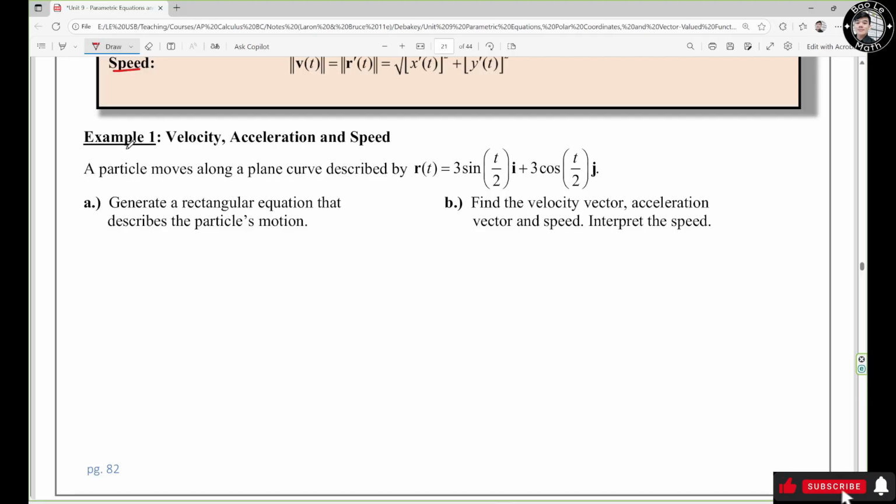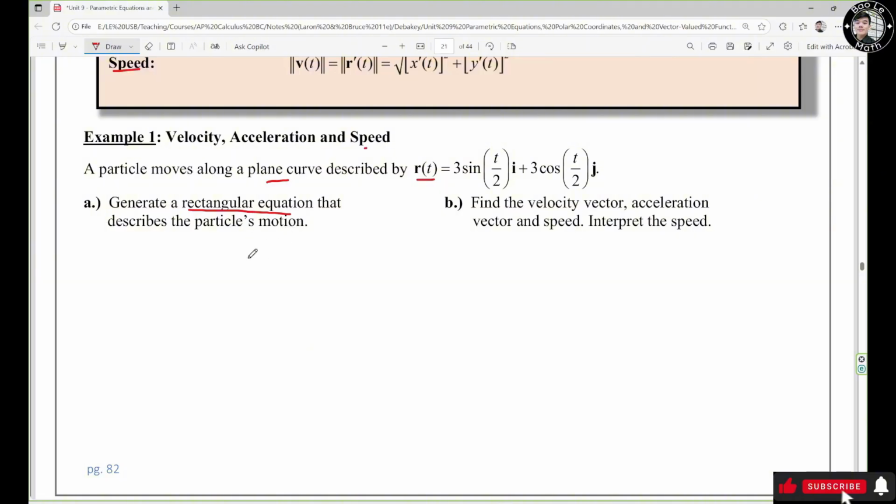Now let's take a look at the first example: velocity, acceleration, and speed. A particle moves along a plane curve described by r of t equals 3 sine of t over 2 i plus 3 cosine of t over 2 j. Question A: generate a rectangular equation that describes the particle's motion.